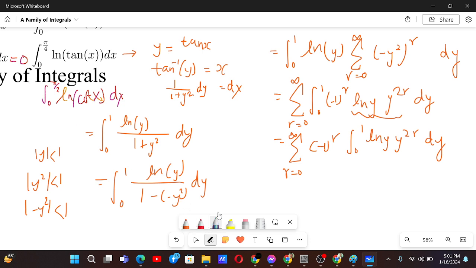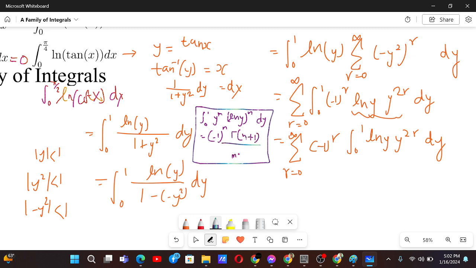Let me use another color formula, and I will write over here. The formula is the integral from 0 to 1 of y to the power m times (ln y) to the power n dy. This is (-1)^n times gamma of (n+1) divided by (m+1)^(n+1). So this is just a modification of the gamma function actually.